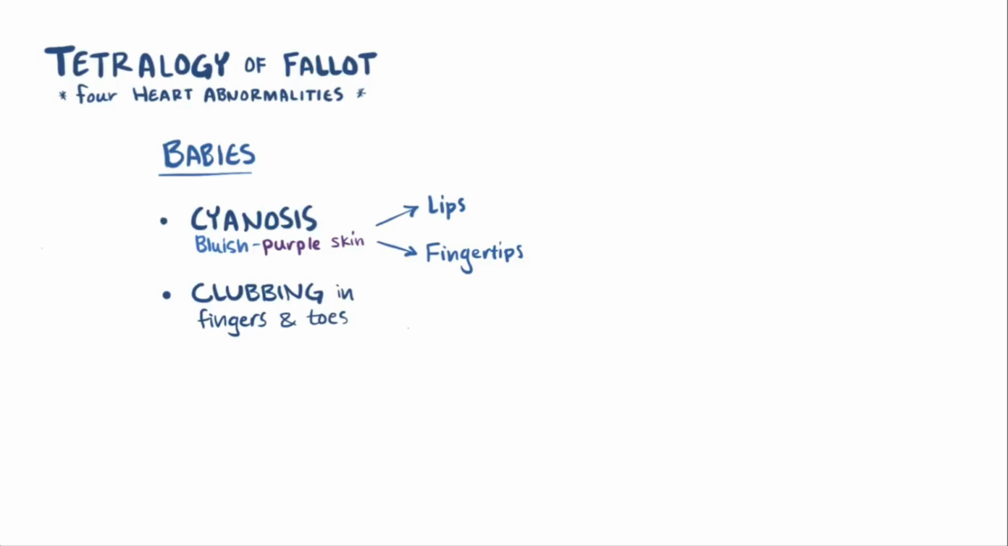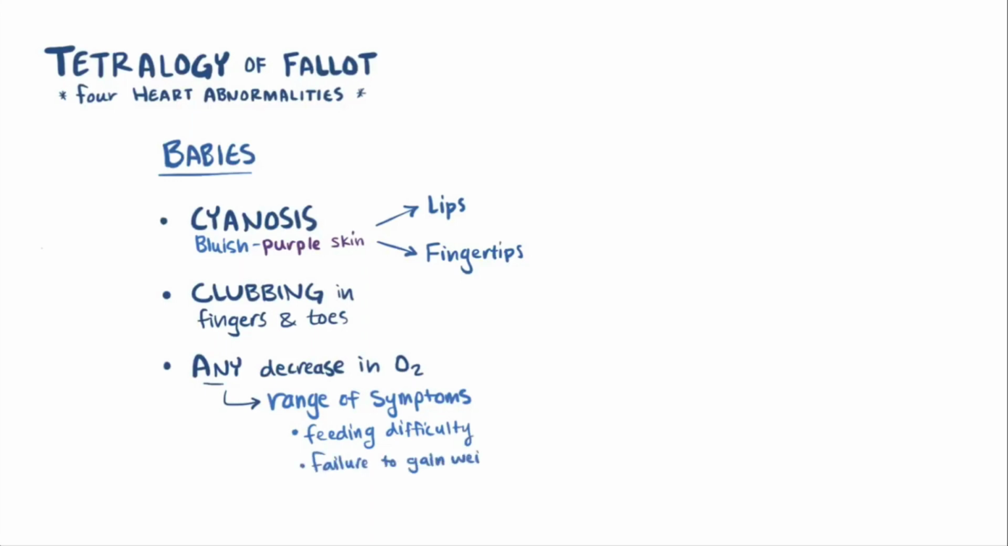On the other hand, if a baby doesn't have severe right ventricular outflow obstruction, the baby might not be cyanotic. Nevertheless, having any decrease in the normal oxygenation of blood can affect the baby in a lot of ways. And those born with TOF can have a range of symptoms including feeding difficulty and failure to gain weight and develop normally. Babies with TOF will often experience symptoms and cyanosis in spells, which is referred to as TET spells.